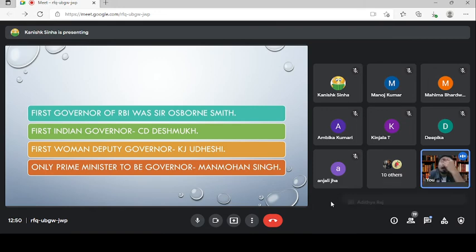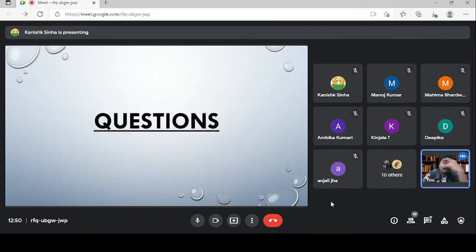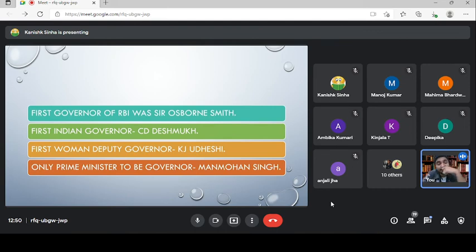Okay, these are the important points that you have to remember from the RBI perspective. So we started with the monetary policy. What is monetary policy? What does it consist of? We discussed the important terms. We discussed all the important things about RBI, how it was established, the different acts, the history of RBI, and then we moved to the first governor, first Indian governor, first woman deputy governor, and the only prime minister to be governor, Manmohan Singh. Okay, guys, I hope your notes are ready for your CLAT examination 2022-2023.